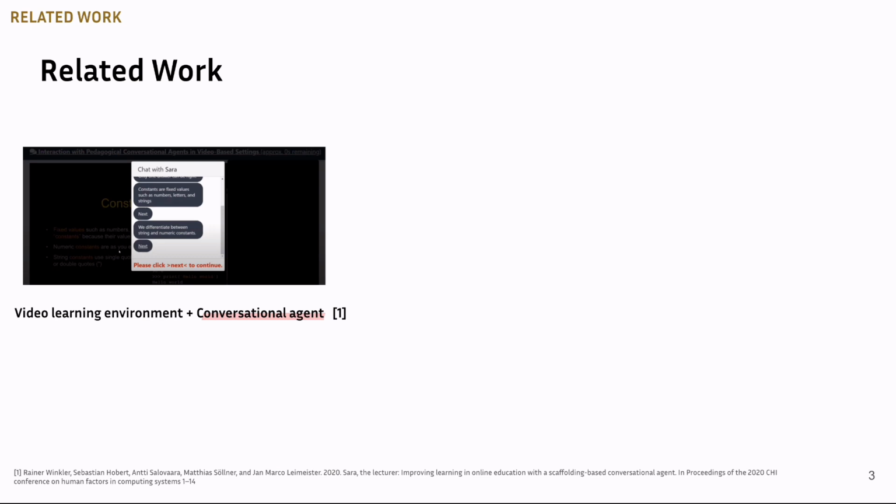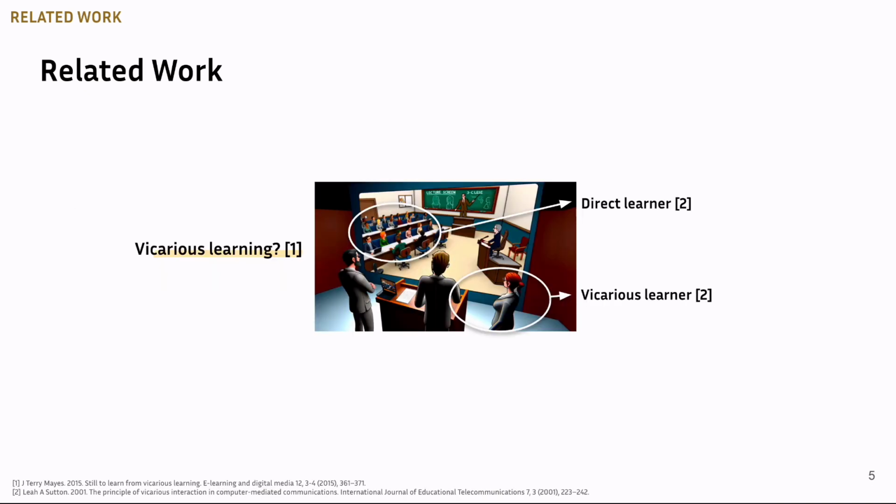into video learning environments. However, they have supported mostly the learners known as direct learners, who prefer to interact directly with an instructor or peer learners. According to vicarious learning theory, there are not only direct learners, but also vicarious learners who prefer to learn from interactions between other learners and an instructor. And these vicarious learners can benefit when observing a tutoring between an instructor and direct learners.